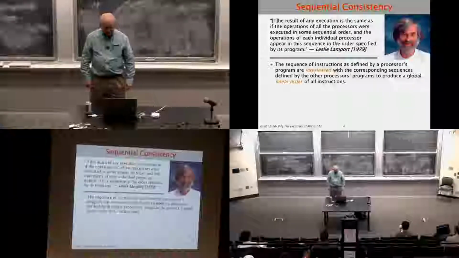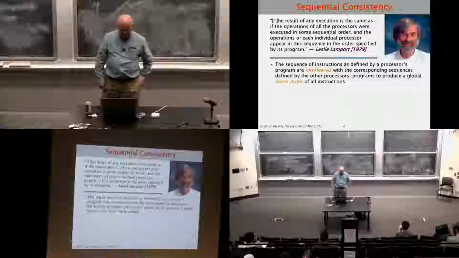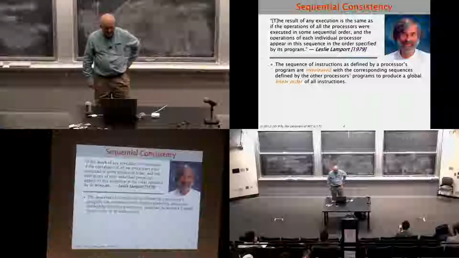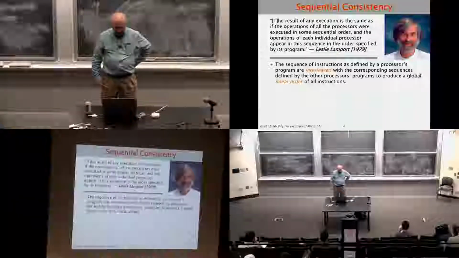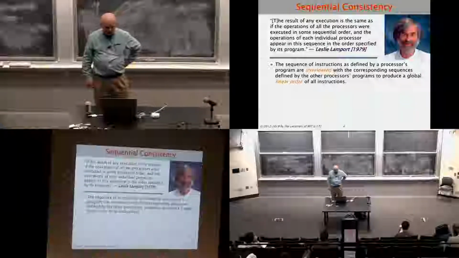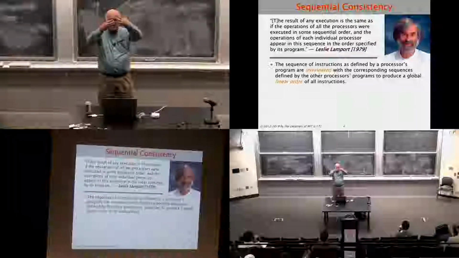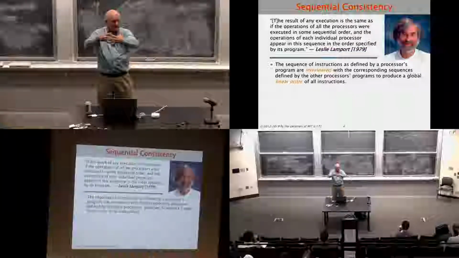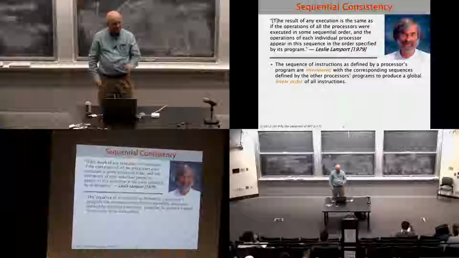The sequence of instructions as defined by a processor's program are interleaved with the corresponding sequences defined by the other processors' programs to produce a global linear order of all instructions. So you take this processor, and there's some way of interleaving them for us to understand what happened. That's the first part of what he's saying. Okay?